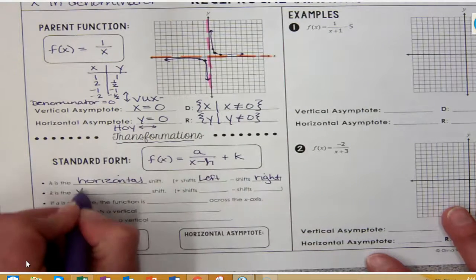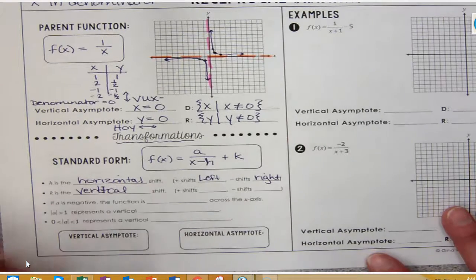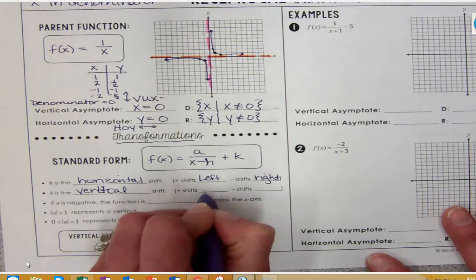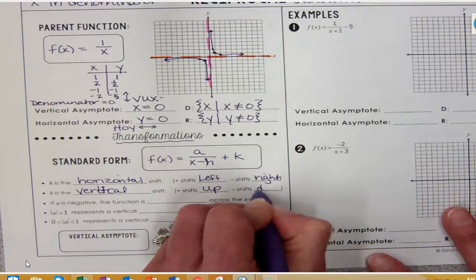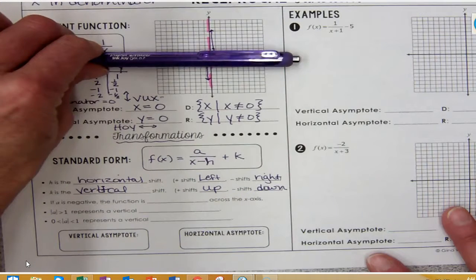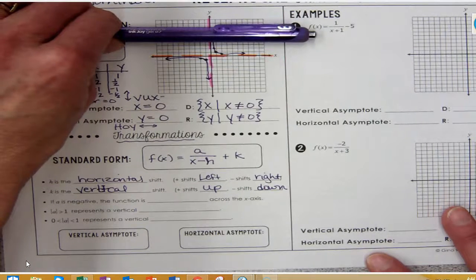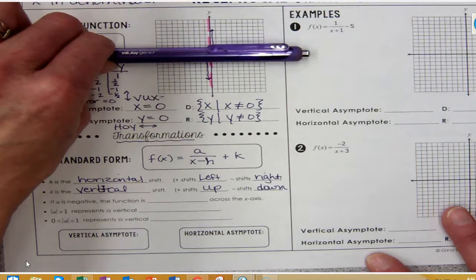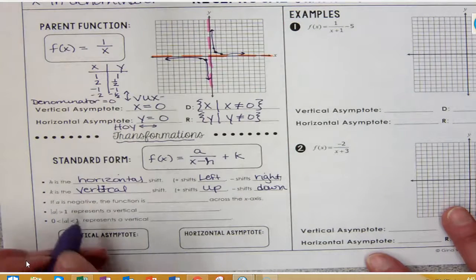K is our vertical shift. When it's positive, it's going to shift up, and when it's negative, it's going to shift down. So we're talking about this asymptote. When it's positive, it'll shift up, and that'll shift the graph up. When it's negative, it'll shift down, and that'll shift the graph down.